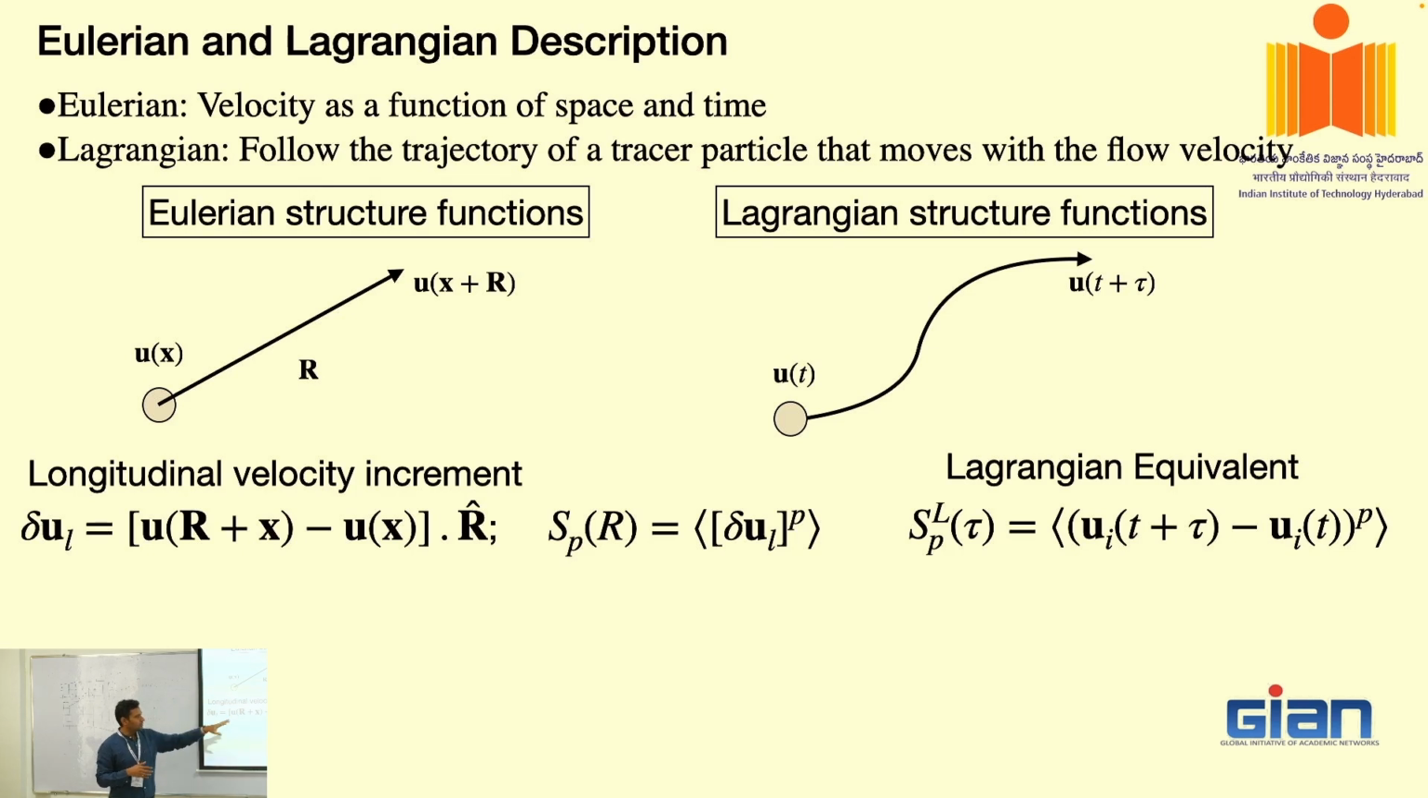Now, if you do the same thing for the Lagrangian case, the separation does not make sense, because you are tracking the same particle, which is moving around. So in place of space separation, you will look at time separation. You will take the same particle and ask what is the velocity at time t plus tau, and what is the velocity at time t. I will look at its separation.